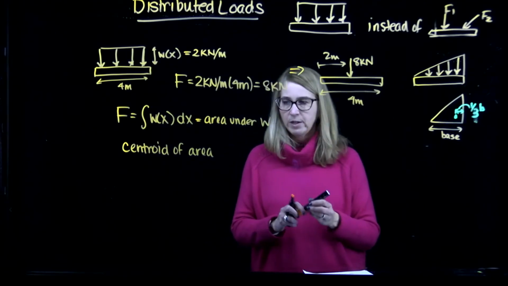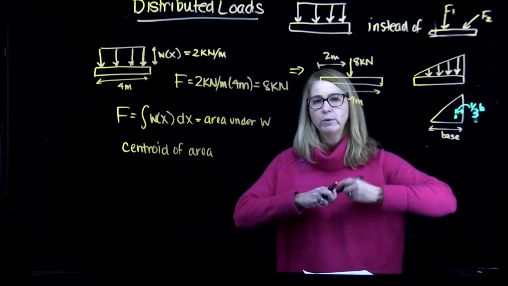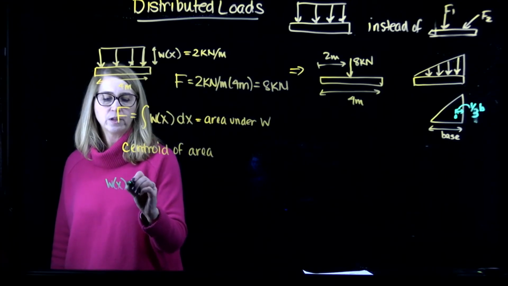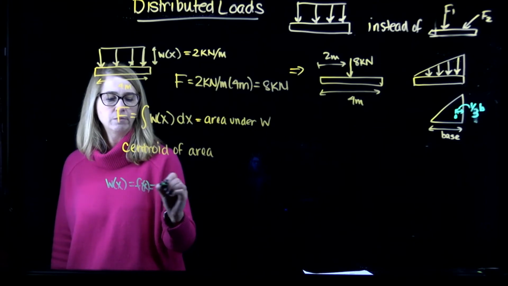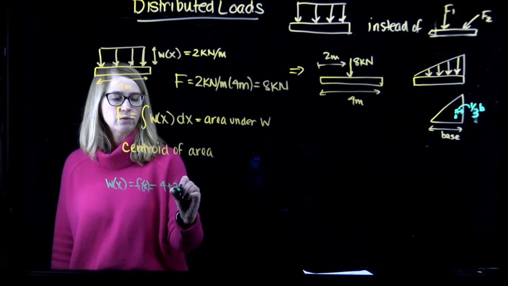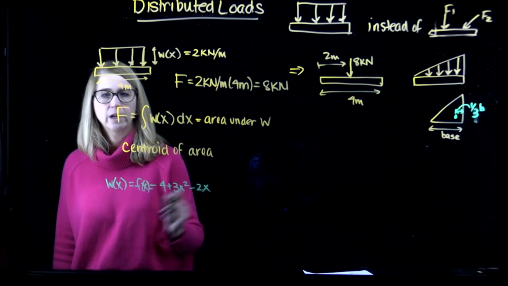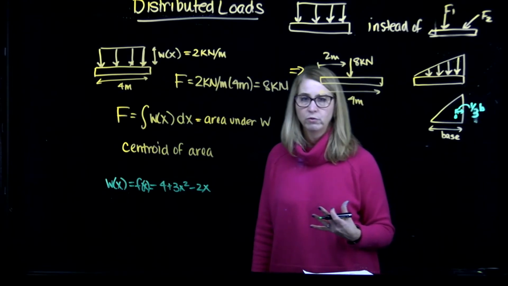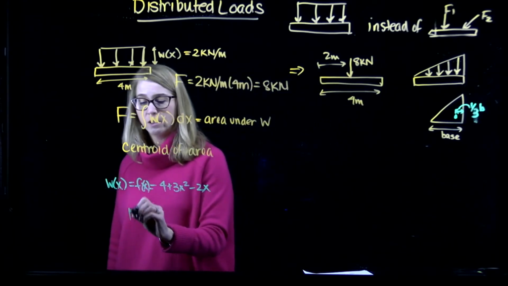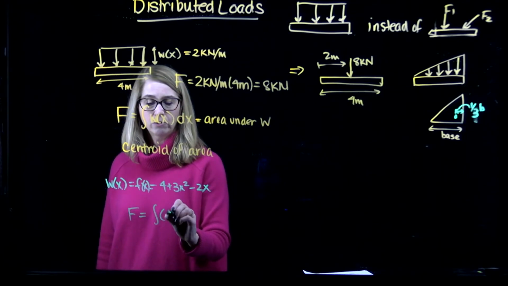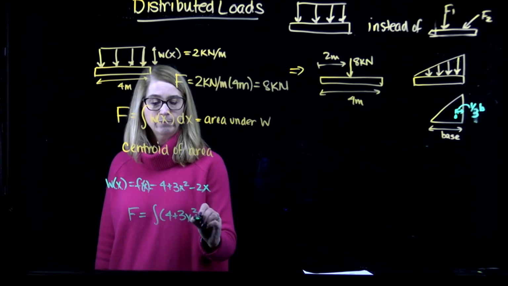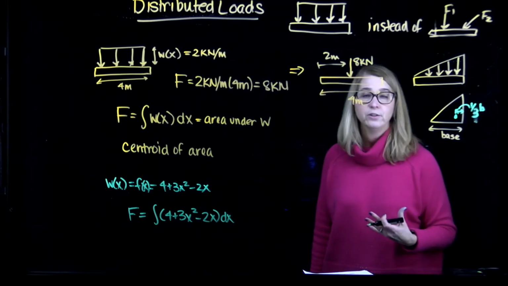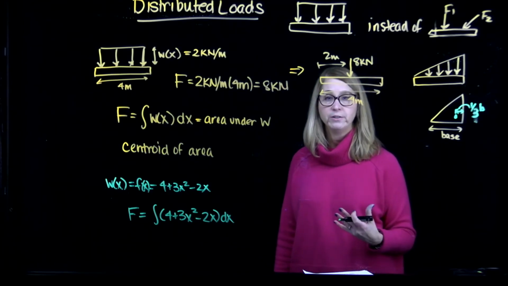Now finally, the last possibility that we might have is, what if our loading function is some function of x, like maybe it's 4 plus 3x squared minus 2x. I don't know what that curve looks like, but how would I find the total force? I would still do the integration. So the total force would still be the integral of this, and I can do that if I know how long the beam is. It's fairly easy to find.